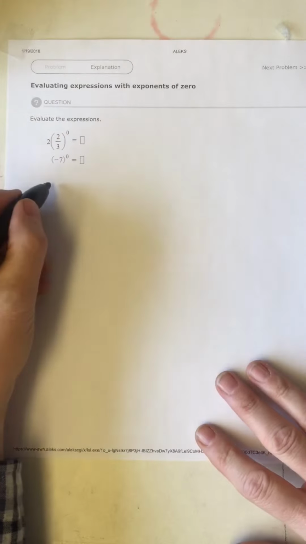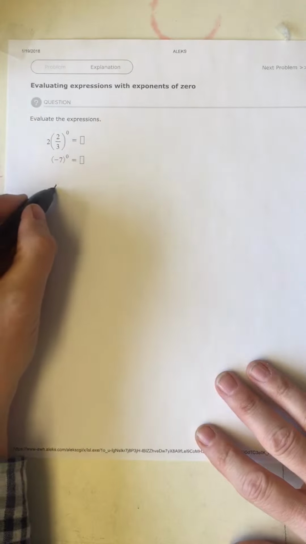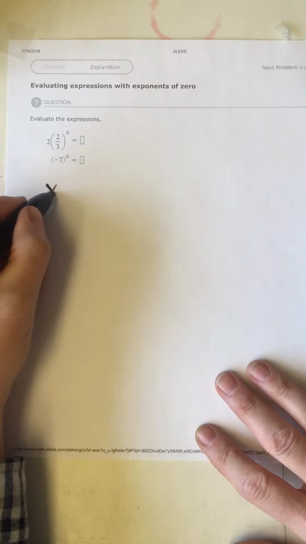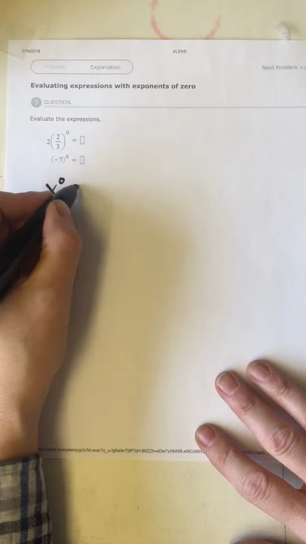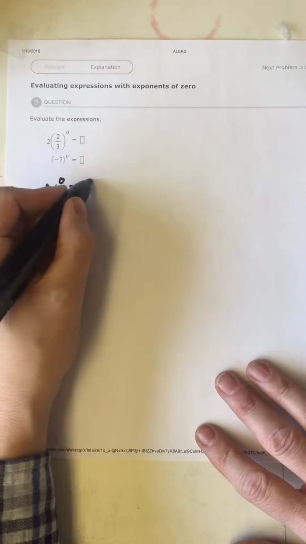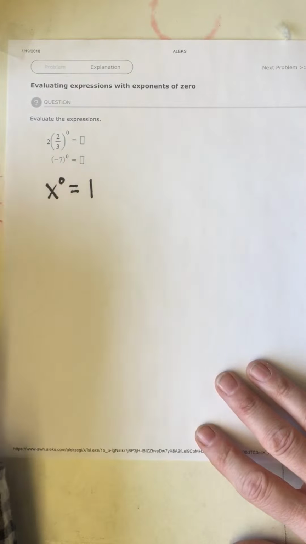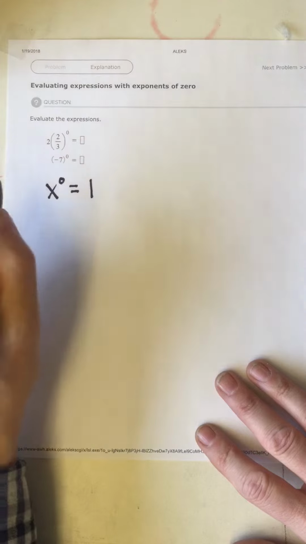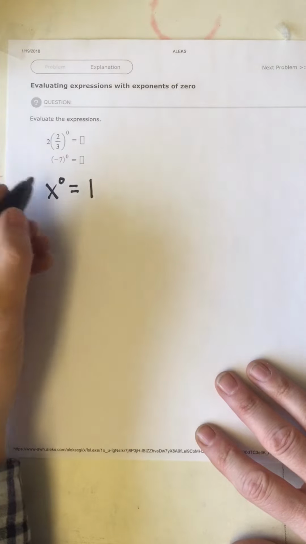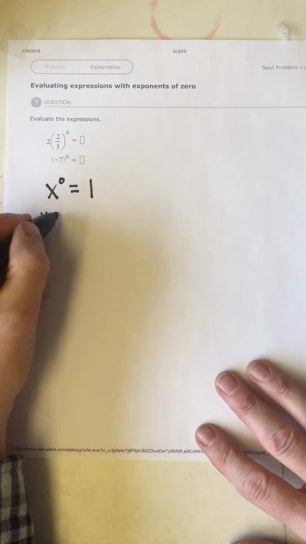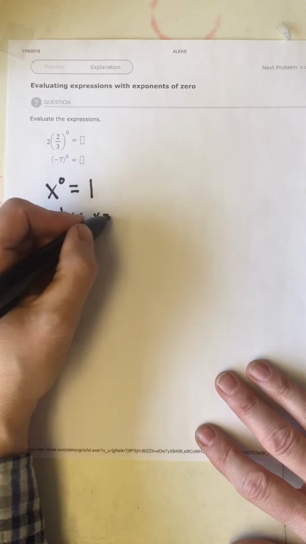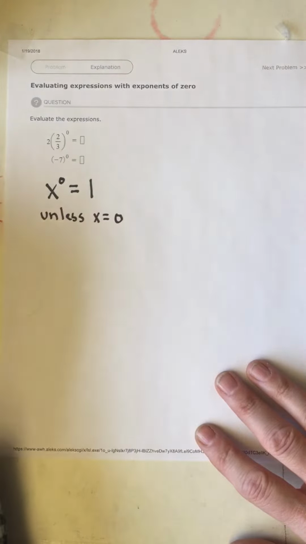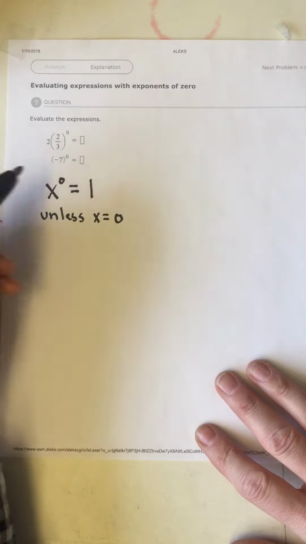And this is based on the idea that if we have a numerical value, let's say x, and we raise that to 0, the value we get is 1. So if the exponent is 0, the result is 1, except in the case that x equals 0. 0 raised to the 0 is undefined, but we generally don't see that very often.